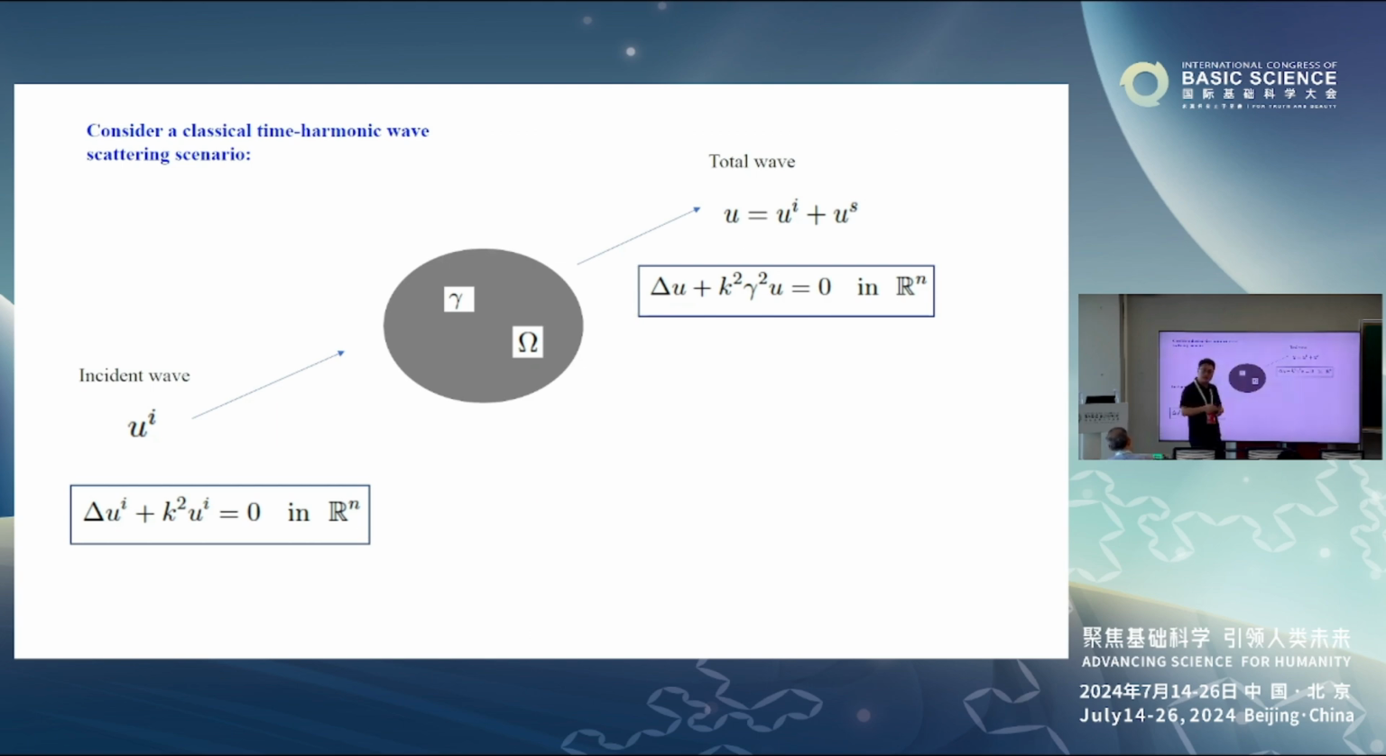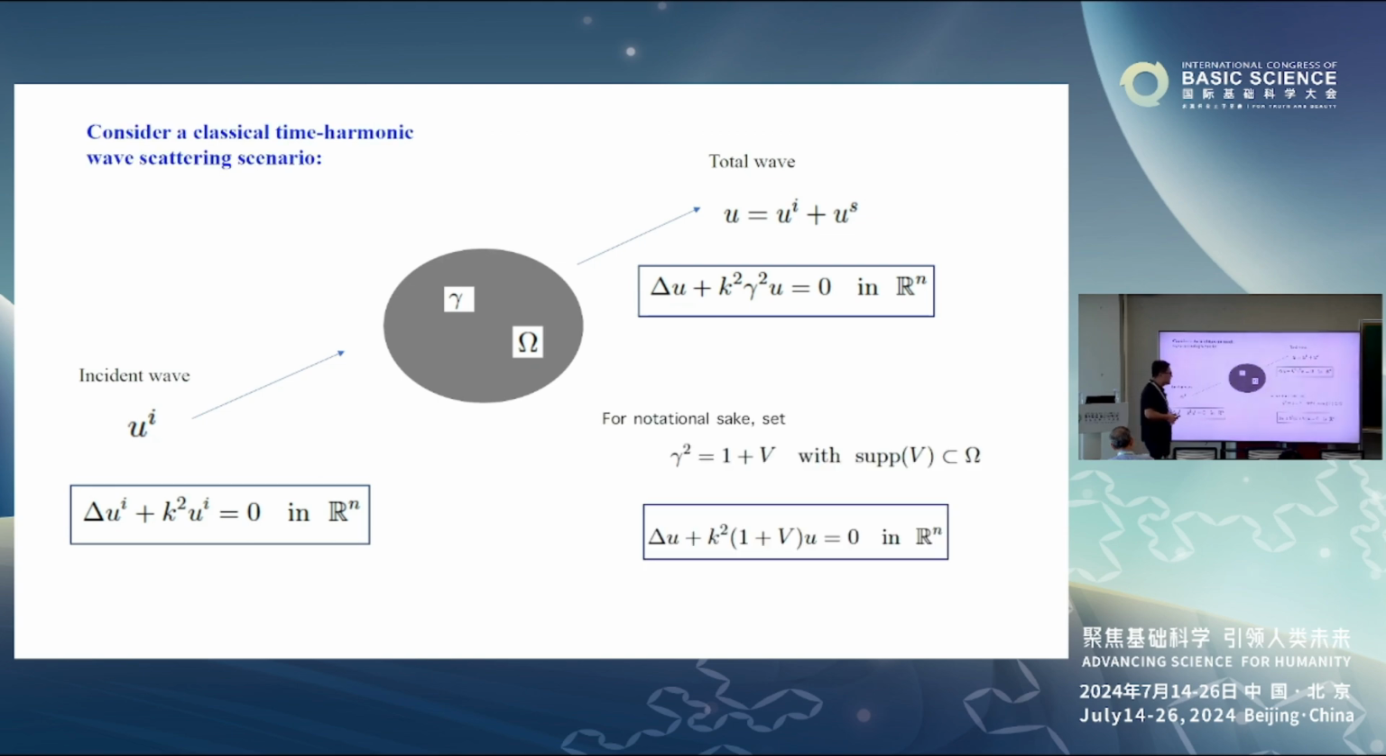I try to make the mathematics as simple as possible. So we get Laplace u plus k squared gamma squared u is 0. We get a zeroth order perturbation because of the presence of the scatterer. This is the total wave, and for notational sake, I set gamma squared to be 1 plus v, so v is 0 outside omega. Now the Helmholtz equation becomes Laplace u plus k squared times 1 plus v times u is 0.